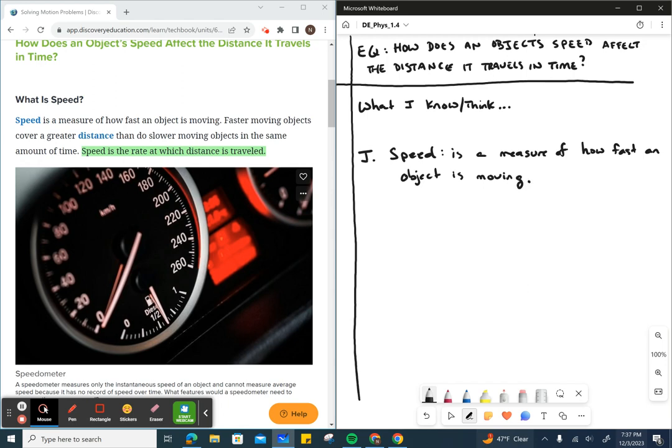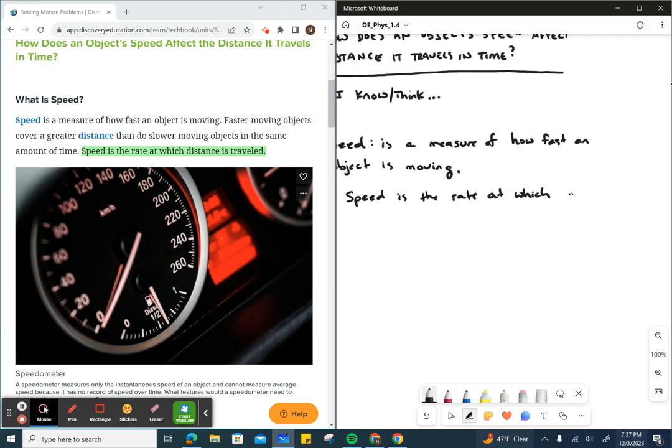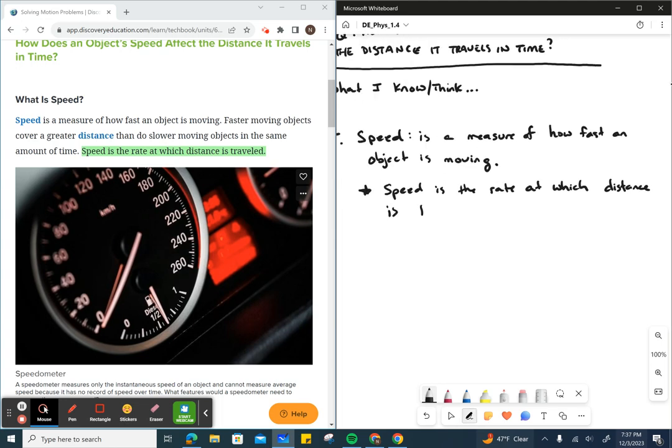Okay. Now, second sentence here, faster moving objects cover a greater distance than do slower moving objects in the same amount of time. Speed, therefore, is the rate at which distance is traveled. Speed is the rate at which distance is traveled.